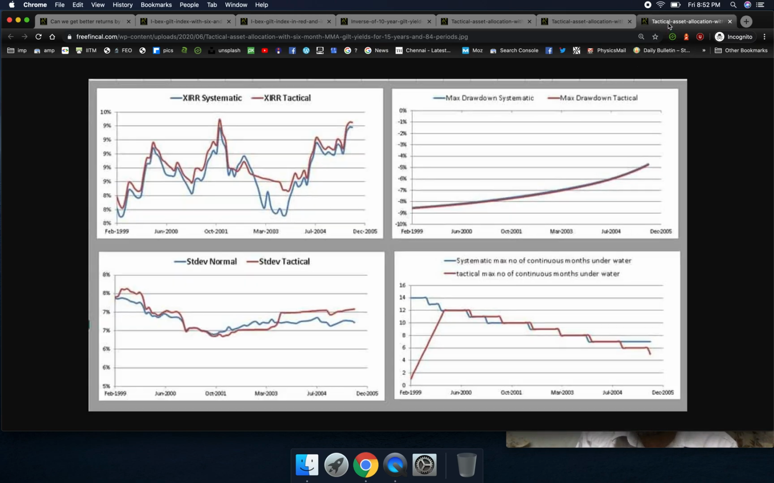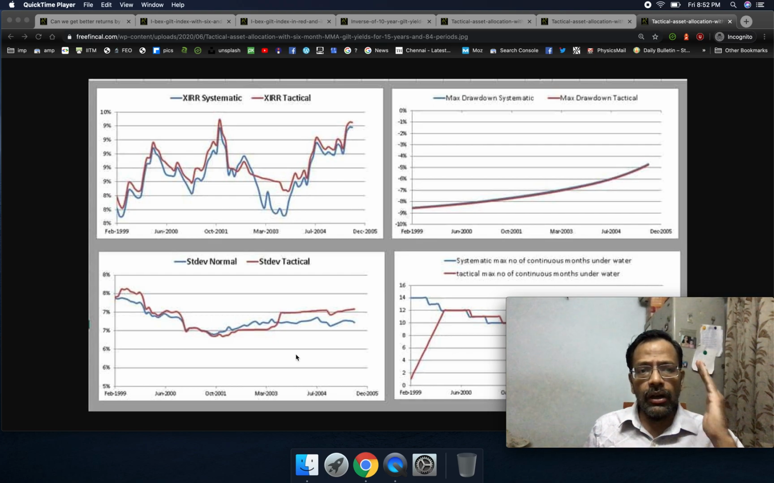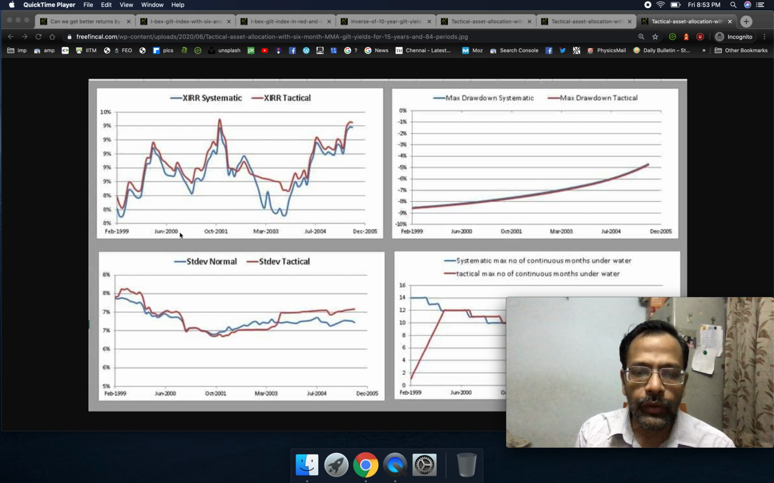Instead of doing this, you can just use the 6-month moving average. That is, if the bond PE becomes greater than the 6-month moving average, you buy gilts. If the bond PE becomes less than the 6-month moving average, you sell gilts. And if you do that, you are able to get more or less the same impact.